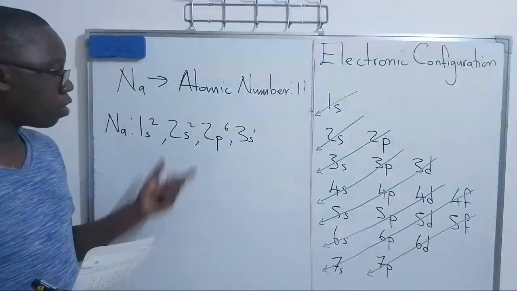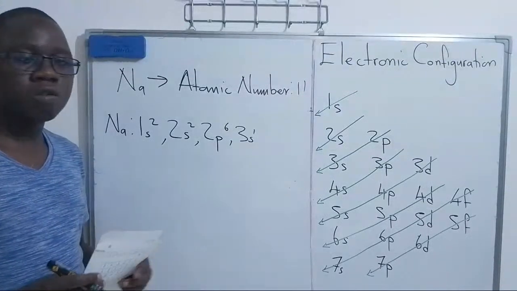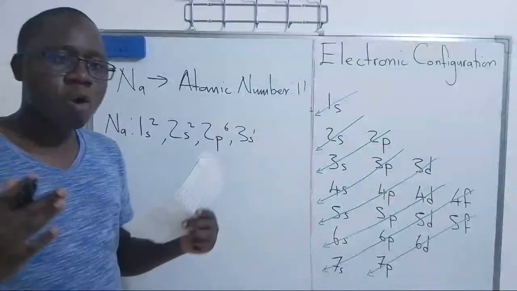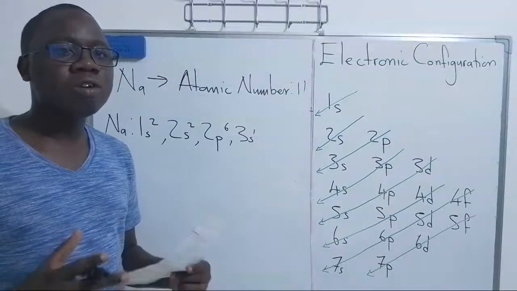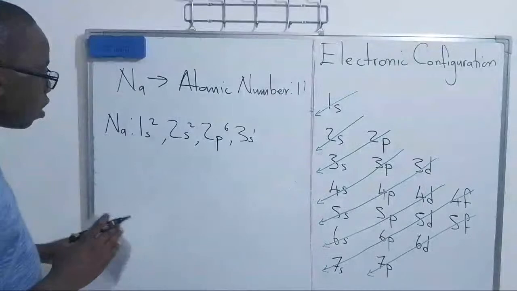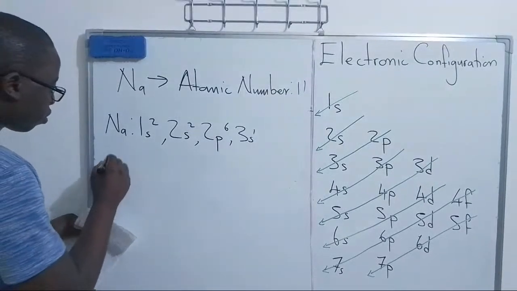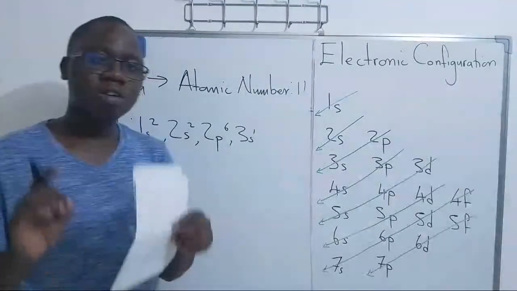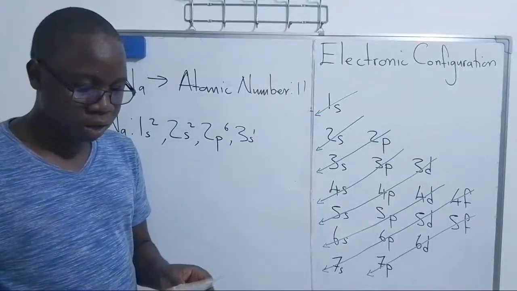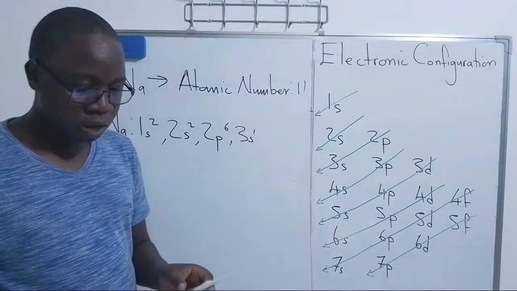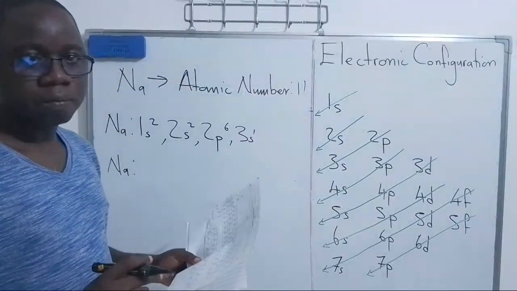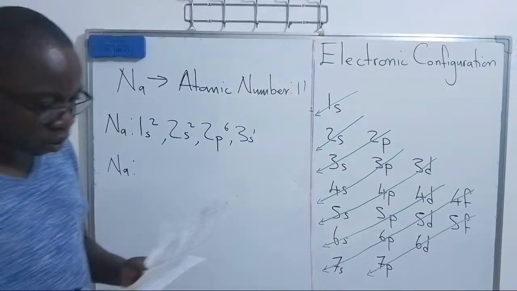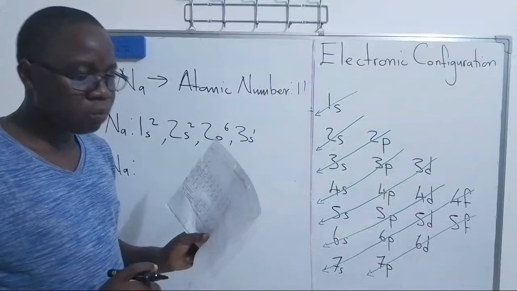Now, after you have this representation of this element, the other thing they can ask you is to show a compressed electronic configuration of this element. How do you write the compressed electronic configuration? The compressed electronic configuration takes advantage of the noble gas. On the periodic table, noble gases are in group 8 or group 18, depending on how you interpret the periodic table. So noble gases are in the last group, which is group 8 there.